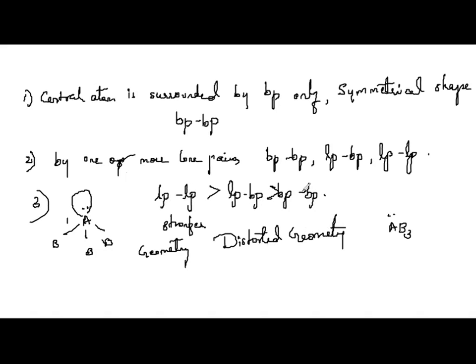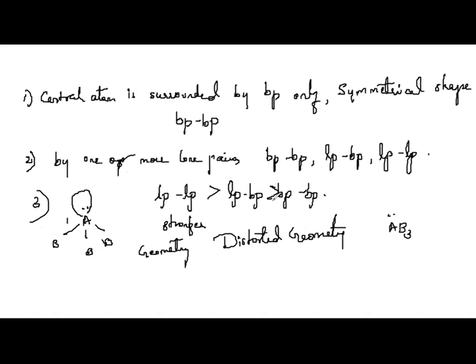And you understood why these repulsions are stronger? Because the lone pair is concentrated around the atom, so it is occupying more space. Whereas bond pairs are restricted between the two atoms only. They are pulled between the two atoms. Therefore, the repulsions of lone pairs become greater than those of bond pairs.